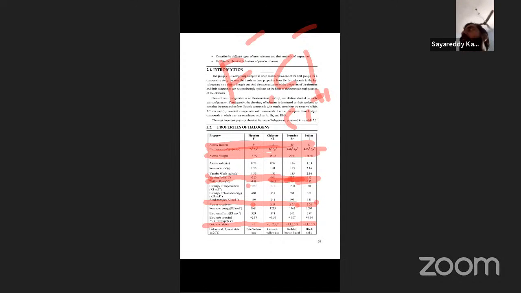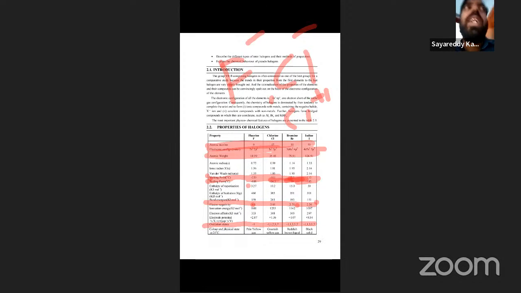See the color of the compounds. Fluorine is pale yellow, chlorine is greenish, bromine is reddish, and iodine is black. If we increase the temperature to 20 degrees, fluorine acts as a gas, chlorine is also a yellow gas, and bromine is a reddish brown liquid. In the periodic table there are two liquids.